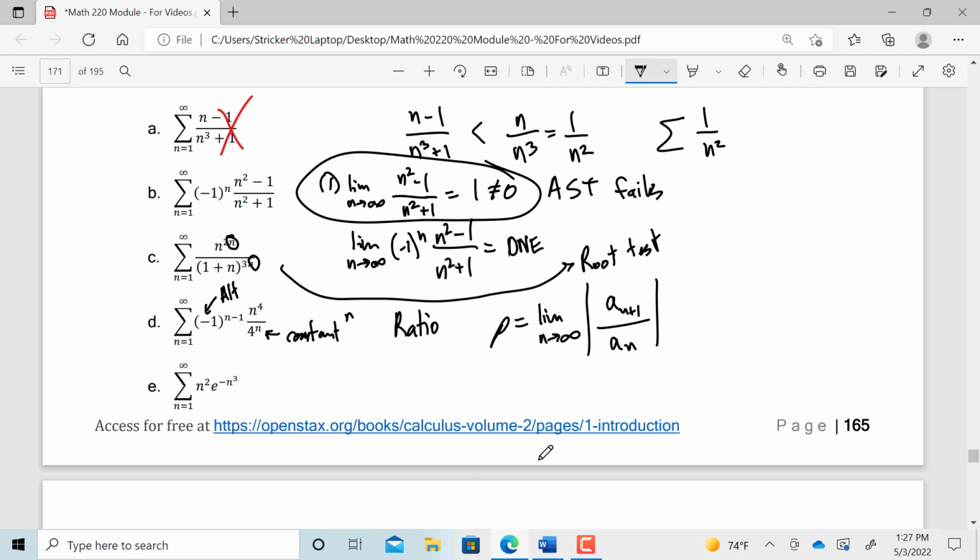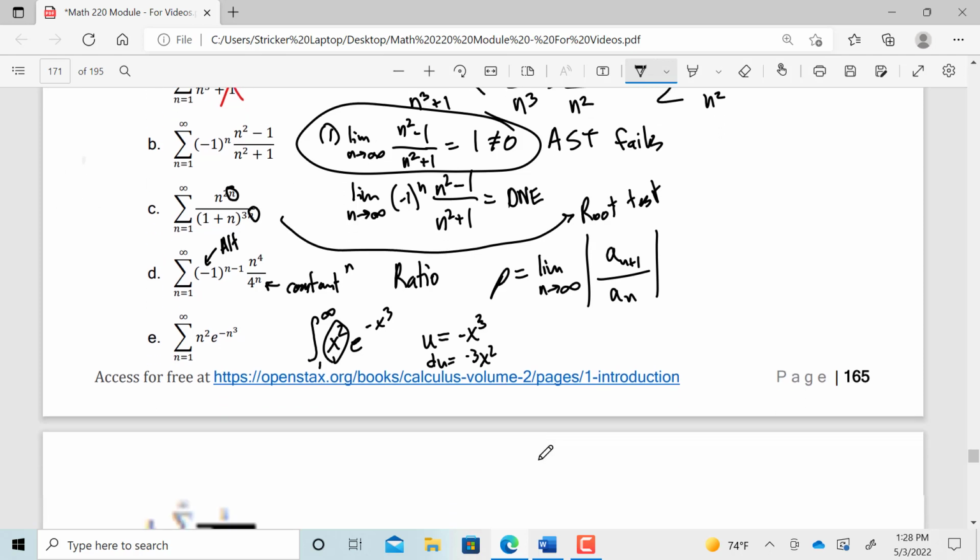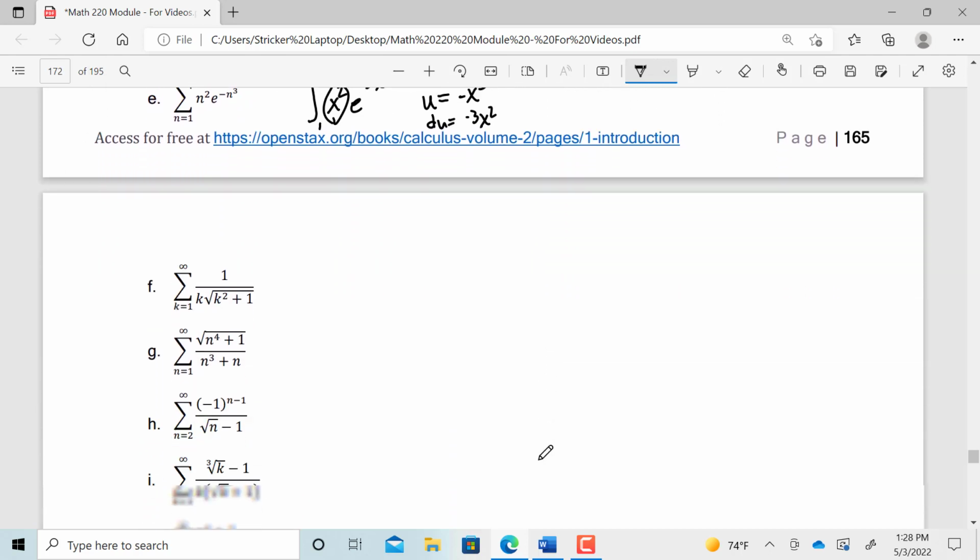And so what I do see, though, is that if I were to integrate this, if I were to integrate from 1 to infinity, x squared times e to the negative x cubed, we could do a u-sub and let u equal negative x cubed, which means du would be negative 3x squared, and we have the x squared. So that is a good example of the integral test. Moving on.